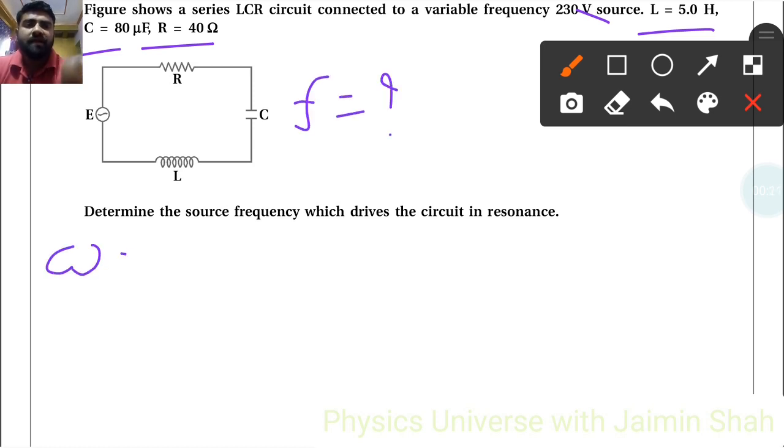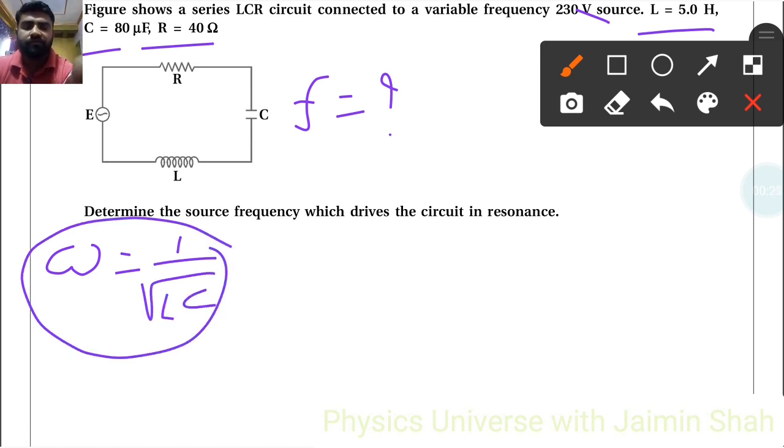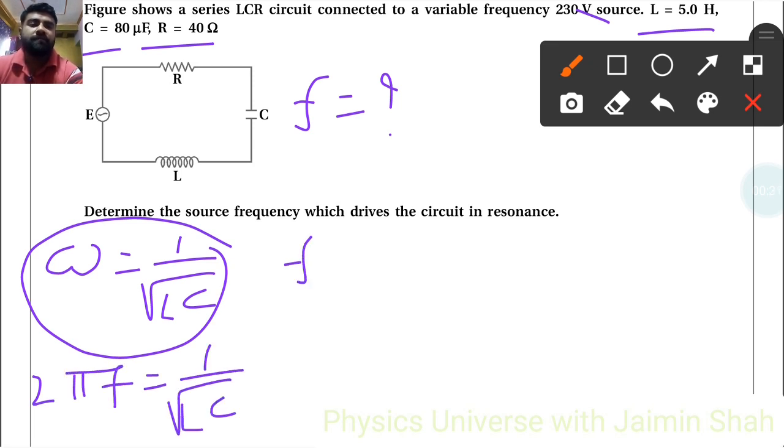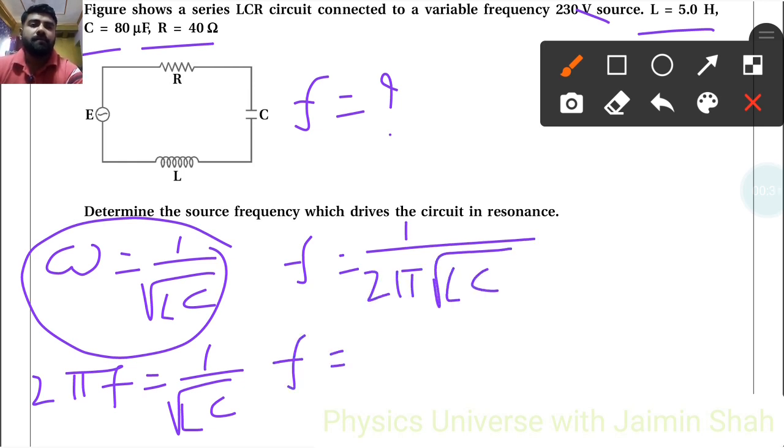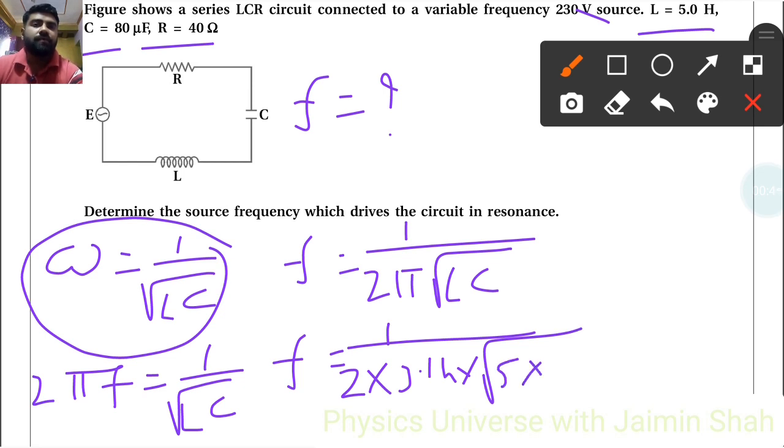We know that omega is equal to 1 upon under root LC. This is at the time of resonance. Now omega is 2 pi f, which is equal to 1 upon under root LC. So f is equal to 1 upon 2 pi under root LC. So f is equal to 1 upon 2 into 3.14 into under root L, where L is 5 and C is 80 into 10 raised to minus 6.